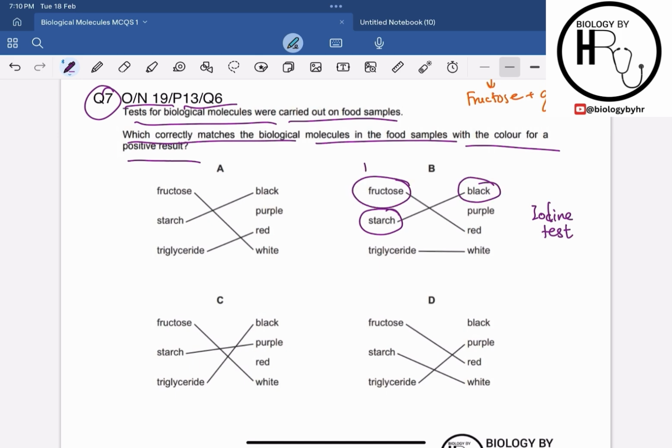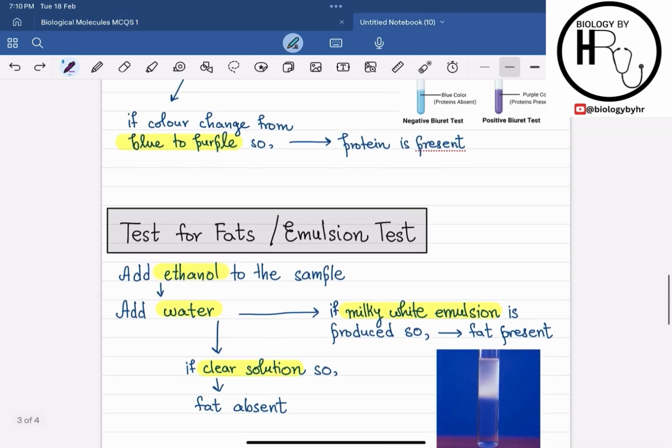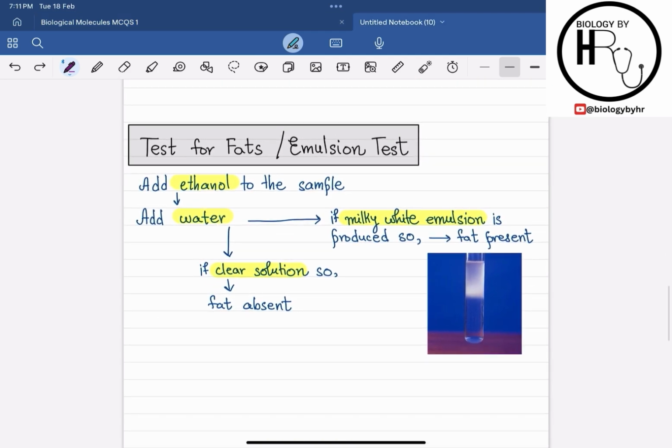Fructose, we know that fructose is a reducing sugar, and the test for the reducing sugar is the Benedict solution, and if the fructose is present, then the Benedict solution will change its color from blue to red, orange, yellow, green, whatever, depending upon the concentration of the fructose. Over here it is written red, so we will accept it. Triglycerides are the fats, or you can say the lipids, and it is saying white. So we know that yes, this is also correct because we have studied about the emulsion test, or the test for the fats. The test of the fats is basically known as the emulsion test.